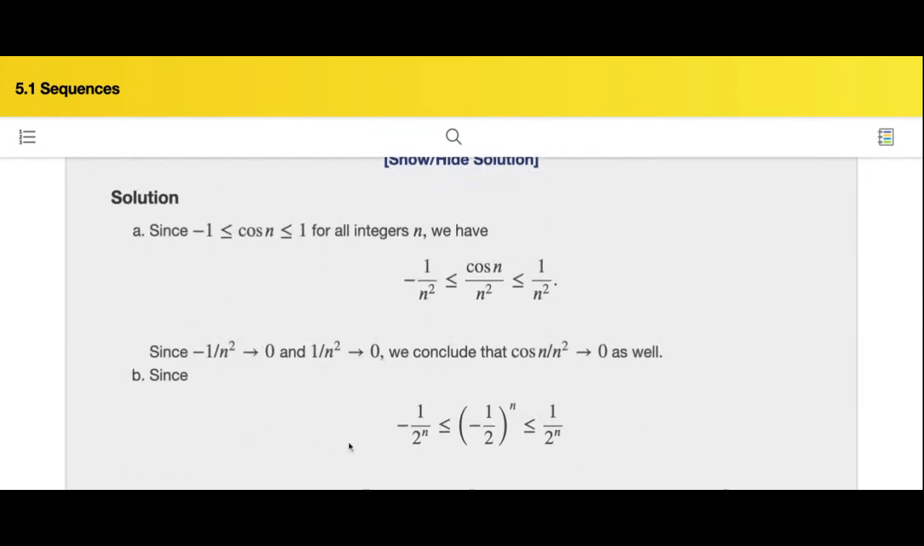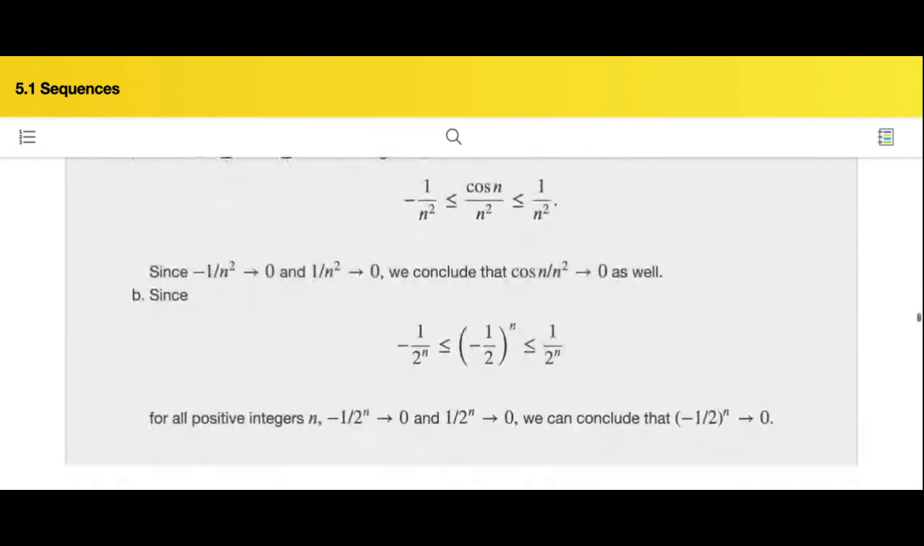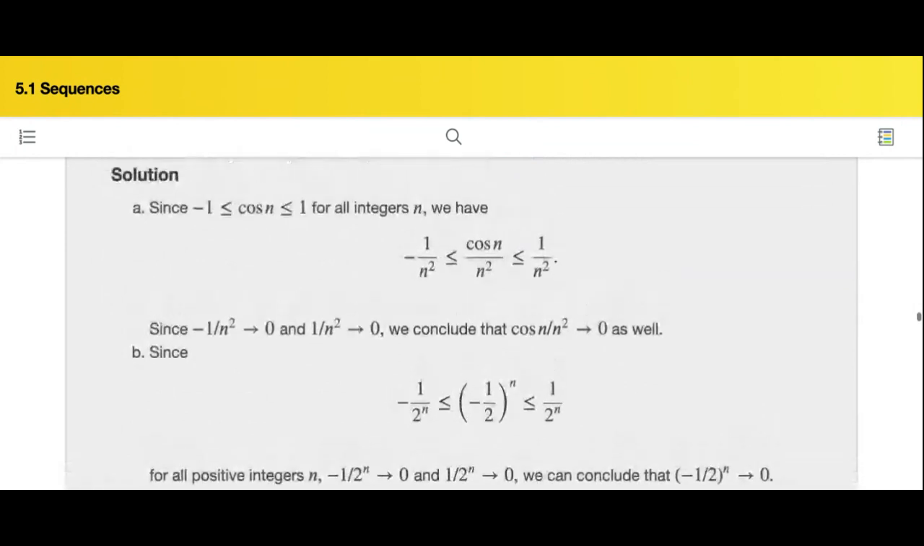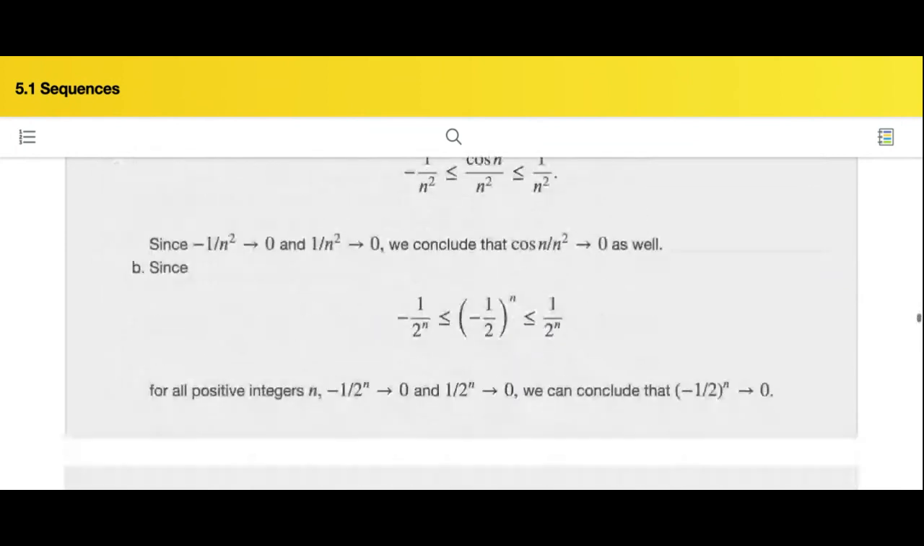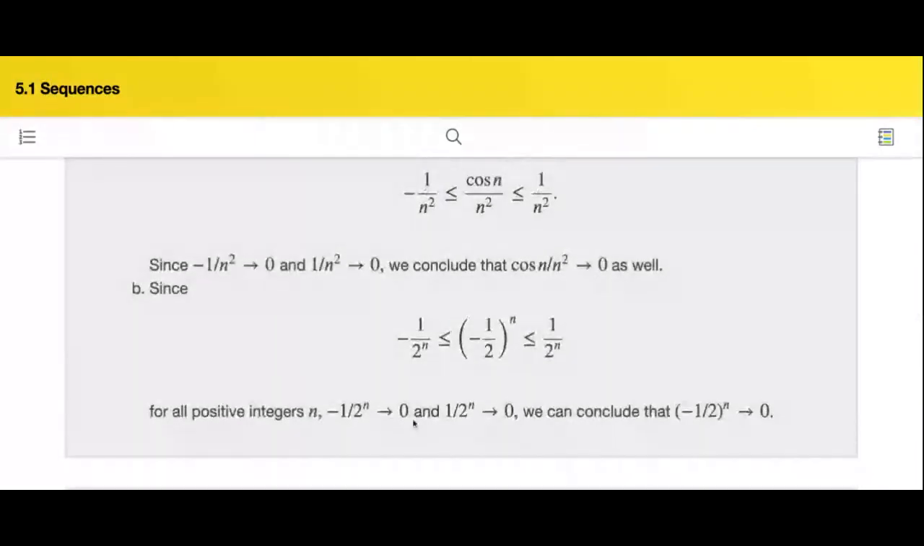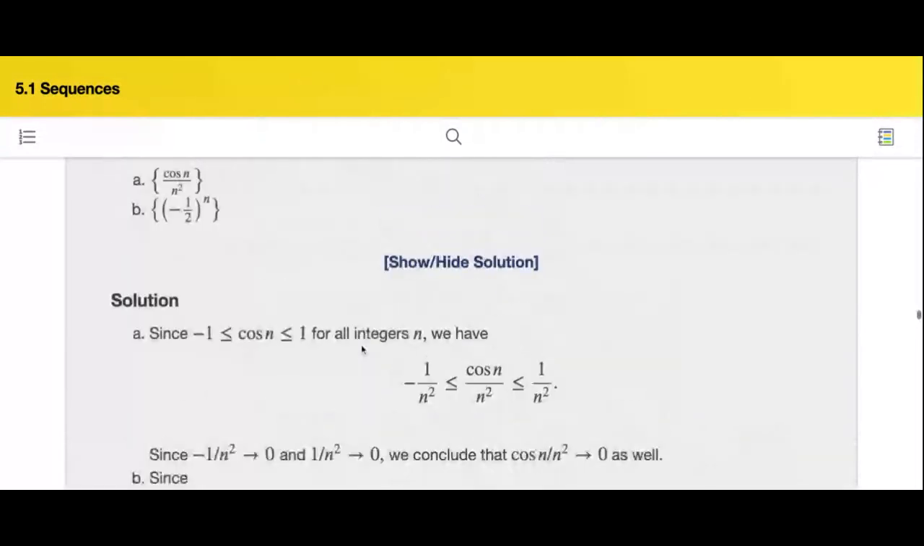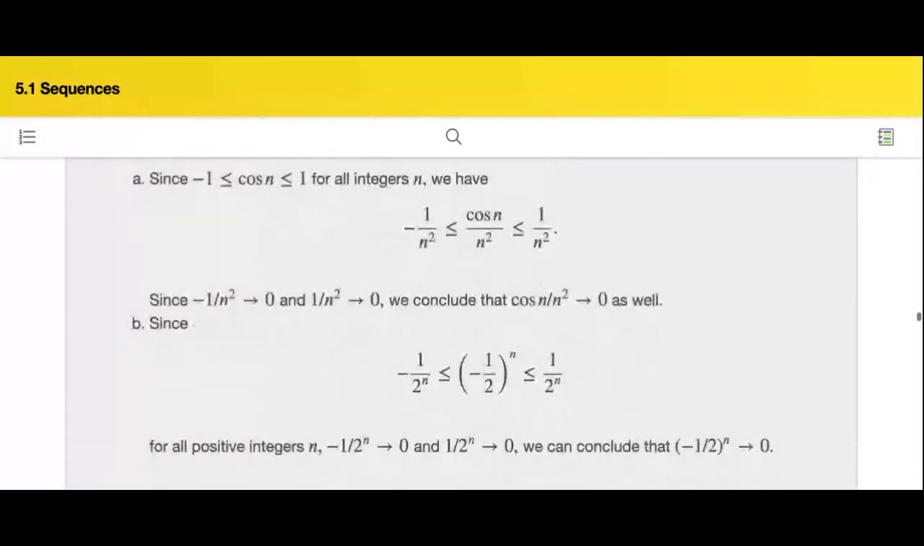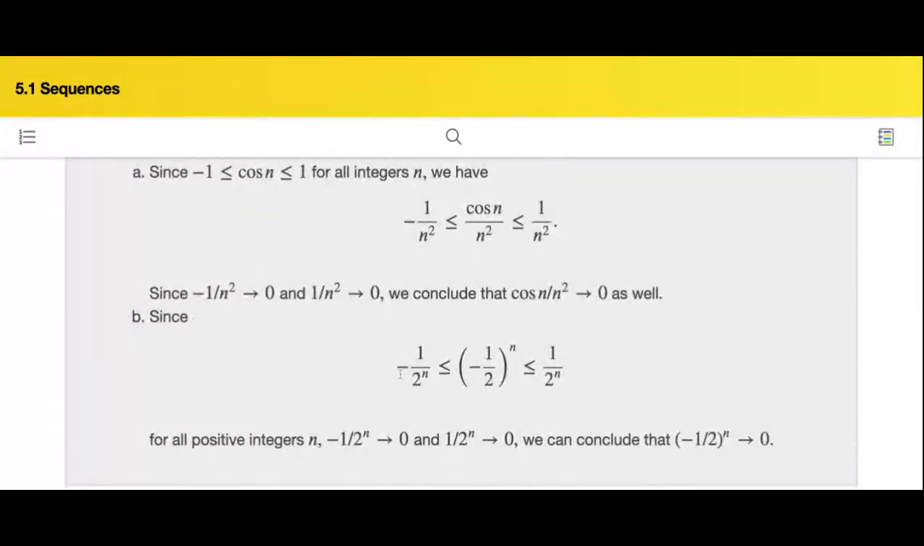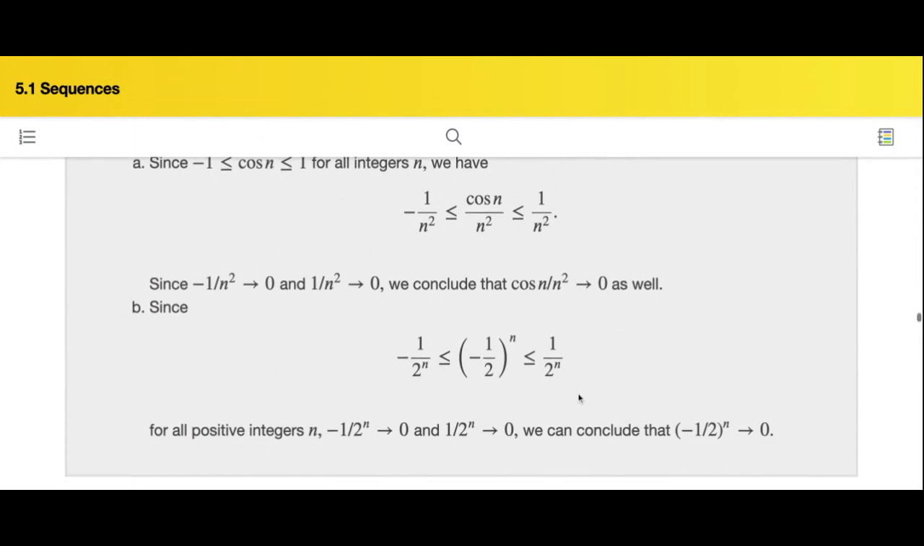This is very useful, right? For this one, for B, we think about negative half raised to n. So that's bounded in between -1 over 2n and +1 over 2n, right? So lower bound, upper bound, as long as we can find the lower bound and upper bound, we'll take a limit of that. So the limit of the right and the limit of the left all go to 0.